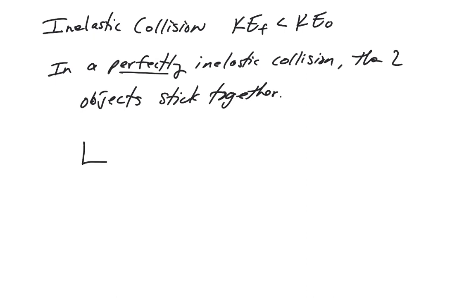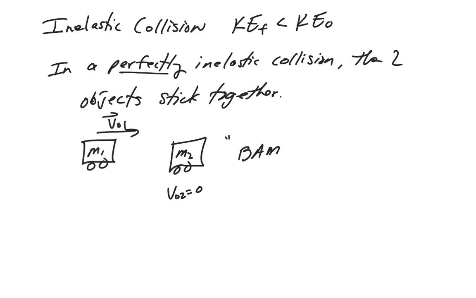So in a perfectly inelastic collision, what you see is something like this. Here's M1, and it's got some initial velocity, and here's M2, and M2 is just sitting still. Its initial velocity is 0. And then bam, cart 1 runs into cart 2, and afterwards, cart M1 and cart M2 are moving along together at the same speed. So you can call this V final.